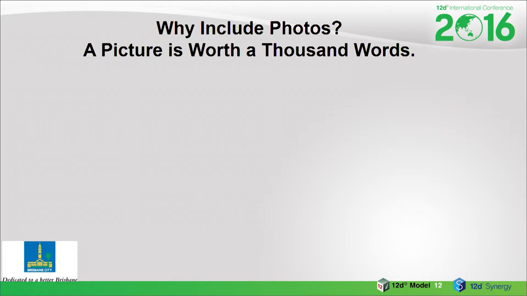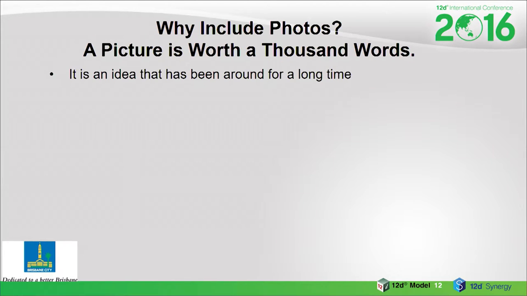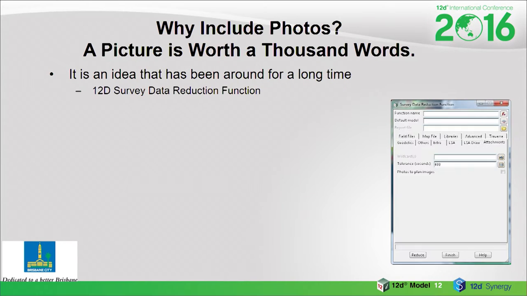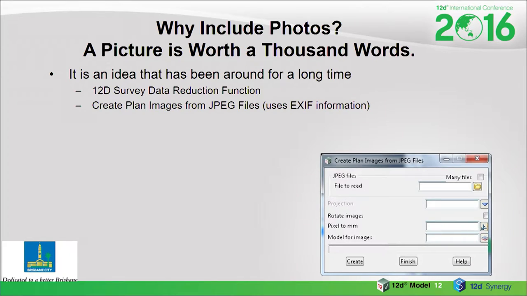Okay, why include photos? Well, a picture's worth a thousand words, they say. It's an idea that's been around for a long time. If you go through 12D, this concept shows up. It's in the survey data reduction function. Surveyors can attach photos through that if they like. You've been able to create plan images from JPEG files. This is a really neat application, actually. You just throw out a whole lot of JPEG files that have the GPS locations in the EXIF information, and it goes through and figures out where they are in the world and puts them in your 12D project.